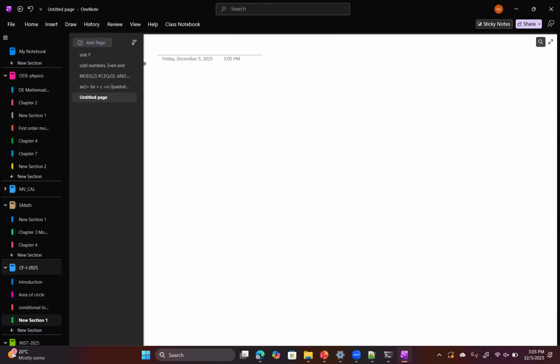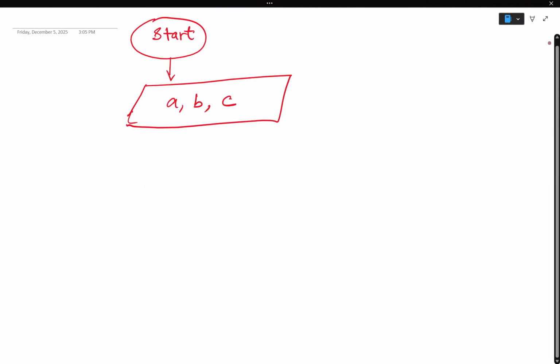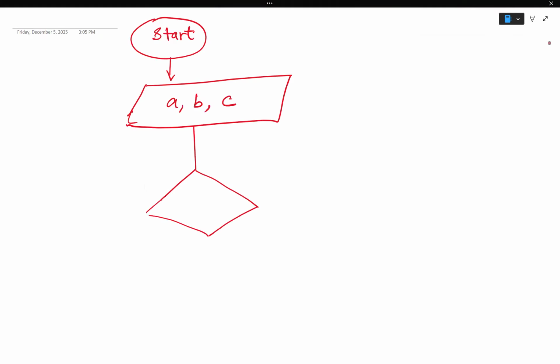So we will start the algorithm with the oval shape. Then we will represent the inputs with the parallelogram. So inputs are A, B, and C, right? Now, if I make a check, for example, if A is equal to 0, right? So I'm going to write a condition with the diamond, right?